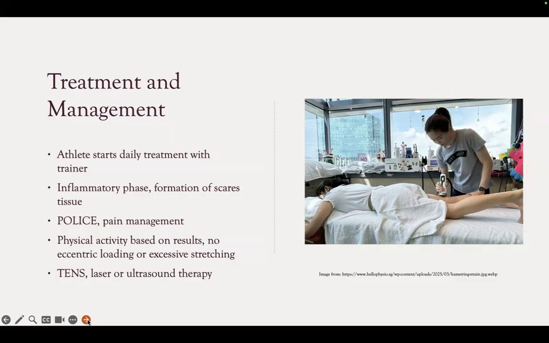The trainer can give the athlete a soft tissue massage to help with muscle spasm. They can also do laser therapy or ultrasound to help with soft tissue healing, or if the pain is very severe, TENS is also a great option to temporarily reduce the pain in the area by using an electrode on the leg.